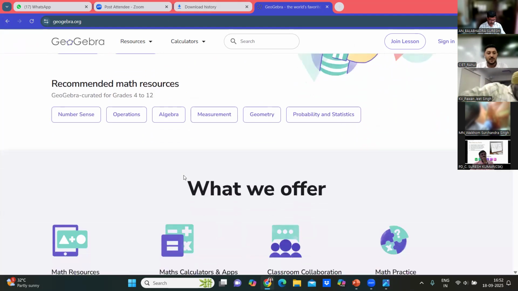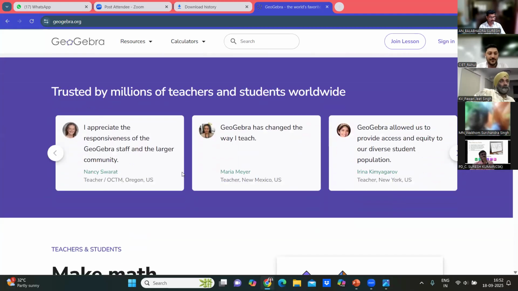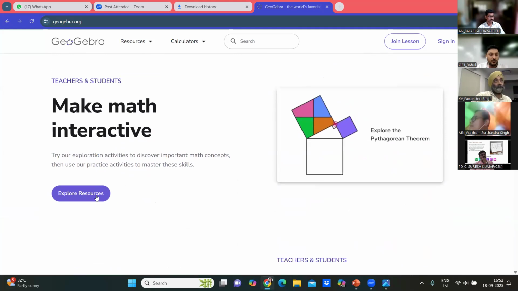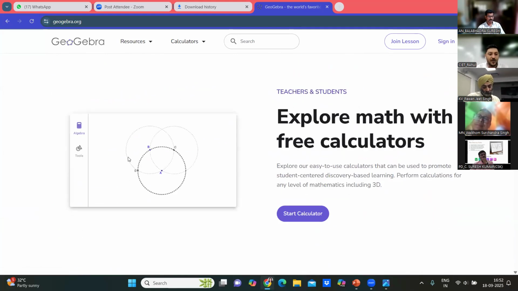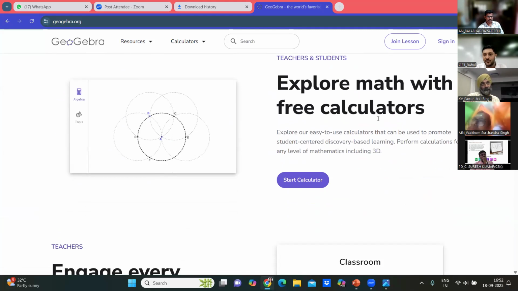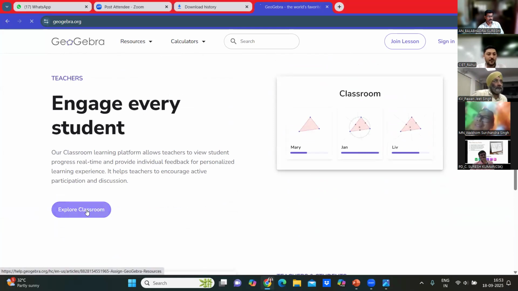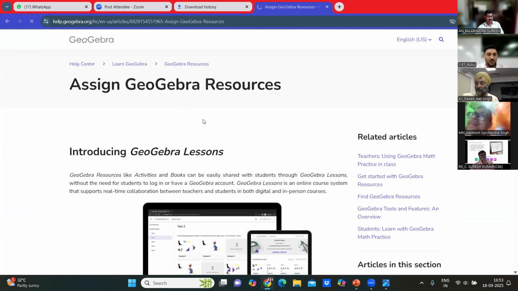Now we can see the GeoGebra website, and here we go: make mathematics interactive. Here are the GeoGebra website and its uses for teachers. Engage every student. For teachers' use, we can explore the classroom, assign GeoGebra resources, and introduce GeoGebra lessons.